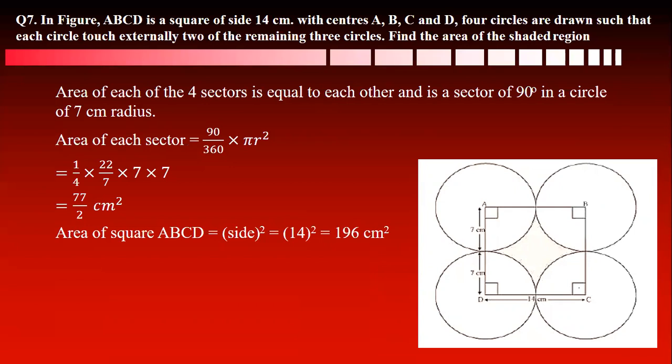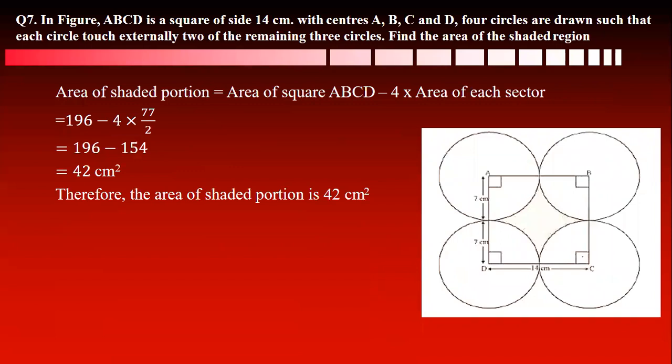So the area of sector formula is theta by 360 into pi r square. Theta is 90°, radius is 7. So when we substitute, we get 77/2 centimeter square. Area of the square ABCD is side square, so we get 196 centimeter square.